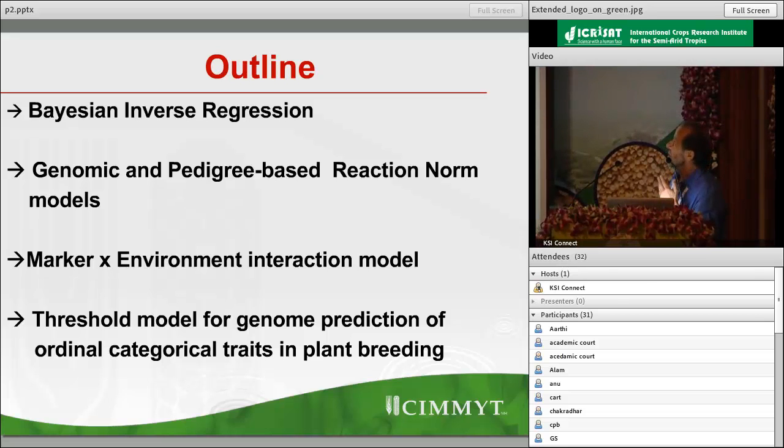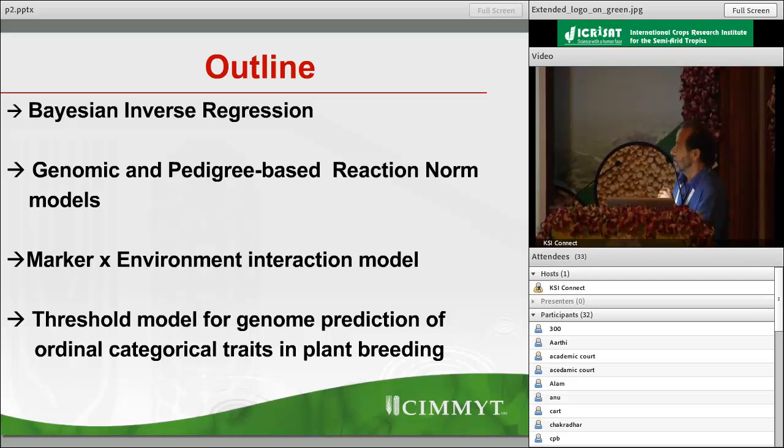I'll show you how we use this inverse regression to attempt to improve some of the predictions that we are doing with the standard GLMM. I'll talk a little bit on genomics and the pedigree-based reaction norm model, which is related to the multi-environment trial and its use in genomics, and how we can use highly dimensional marker data as well as environmental covariables.